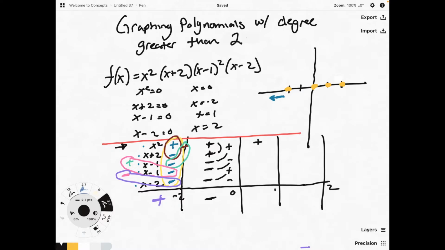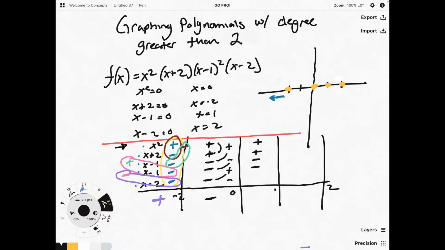If we do 0.5 into x plus 2, that is going to be 0.5 plus 2, which is a positive value. We have x minus 1, and so if that's the case, we're going to do 0.5 minus 1. So 0.5 minus 1 is a -0.5. That is negative. We have the multiplicity, so it's going to be the same, but 0.5 minus 1, again, is another negative.